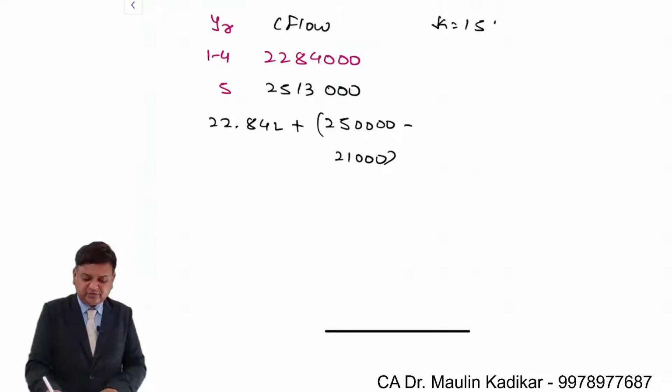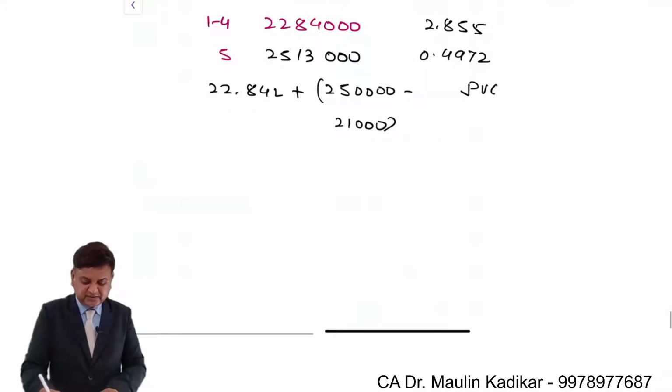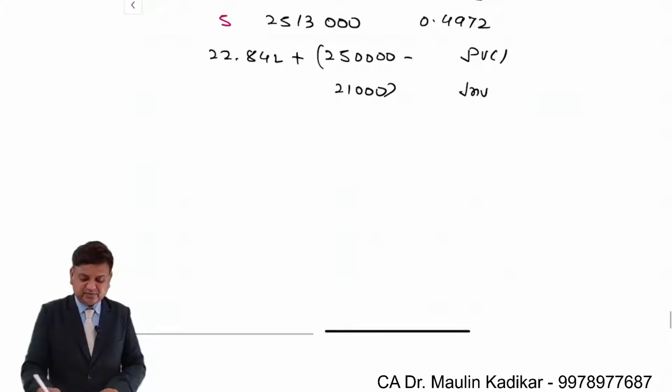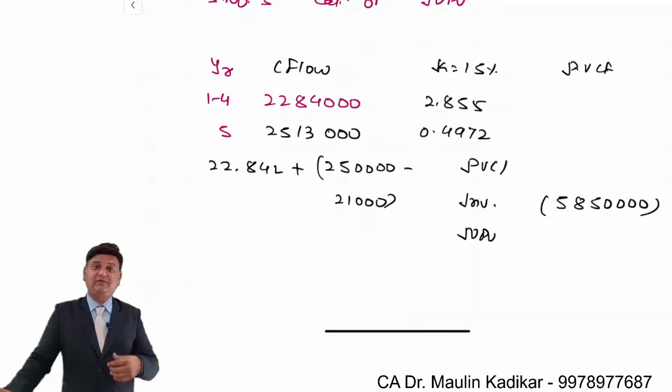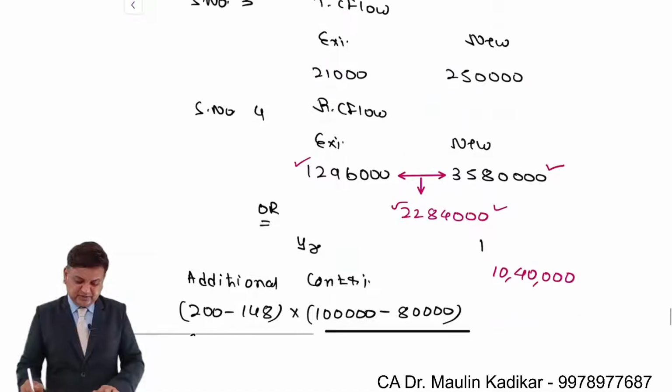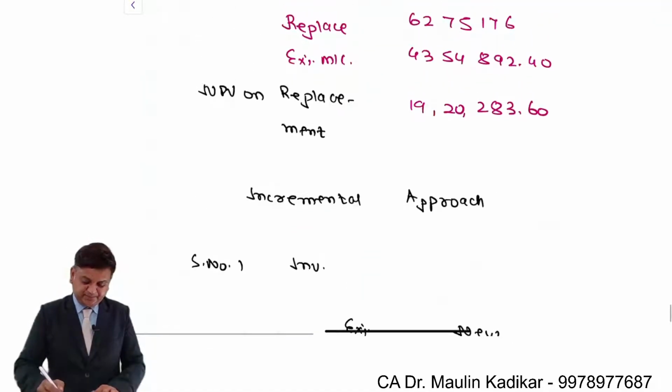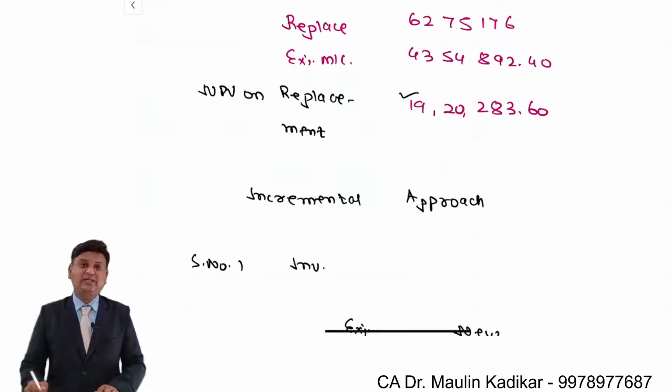It is discounted at the rate of 15%, year 1 to year 5 and 5th year factor. Whatever is the present value of the cash inflow, from that the investment would be deducted. The amount of the investment is 58,50,000, and the difference of both of them is NPV. And dear students, this NPV will be exactly the same as we have computed as the difference of those two NPVs. That is NPV on the replacement, we will be able to find directly over here. That is 19,20,283.6.